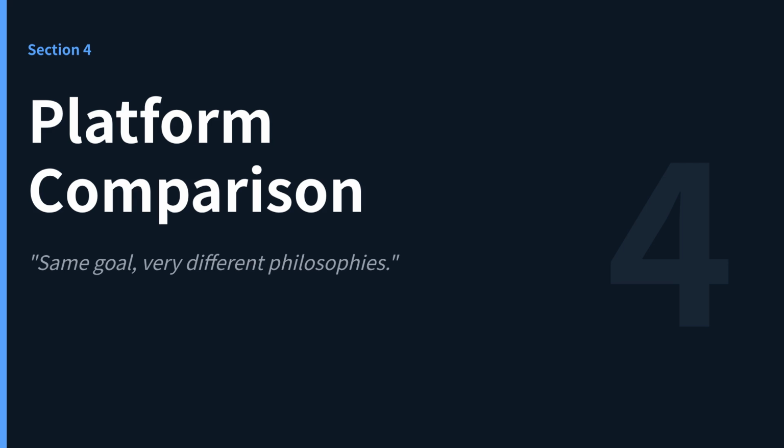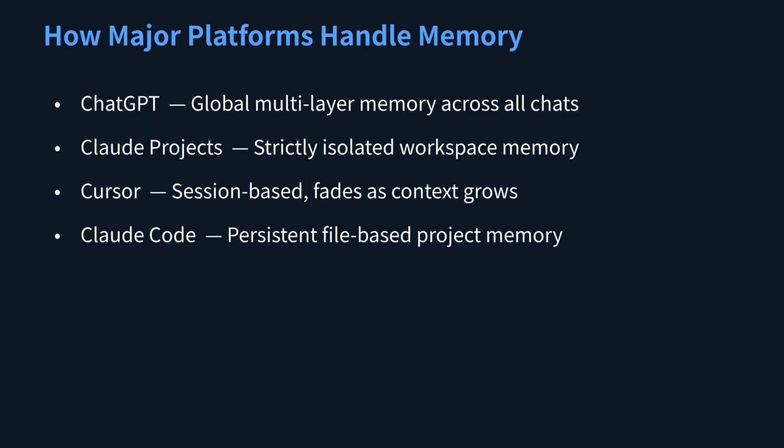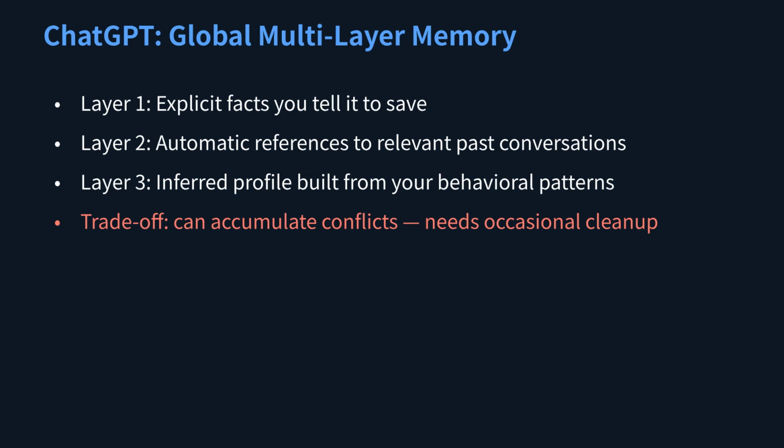Now let's look at how leading AI platforms actually implement memory today. They each take very different approaches, and understanding those differences helps you choose the right tool for your work. ChatGPT uses global multi-layer memory operating across 3 layers: explicit facts you tell it to save, automatic references to past conversations, and an inferred profile built from your behavioral patterns. The benefit is that the AI feels personally tailored across all your different chats. The trade-off is that it can accumulate outdated or conflicting memories over time, requiring occasional manual cleanup.